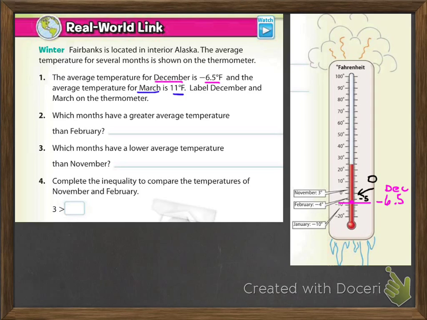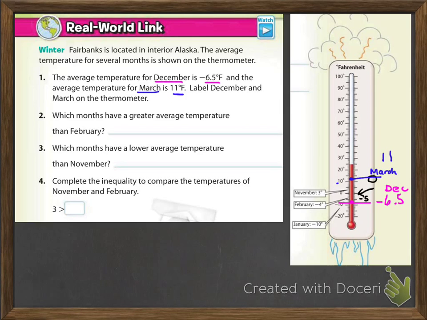Then they wanted you to also find the temperature for March. I'm going to change back to my blue. March's temperature was 11 degrees. That's a positive number, so again it's going to be above the 0. We look for 10, which is right here, and then the 11 would be just above it. We draw that out to the side, and this would be March. So you just want to label it like that.